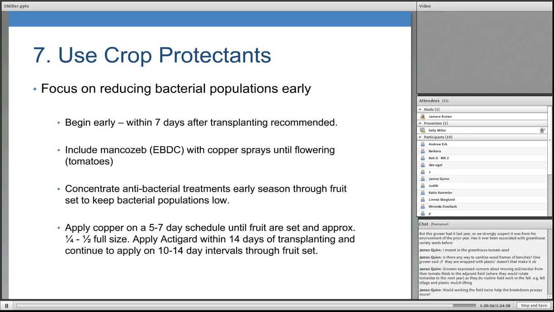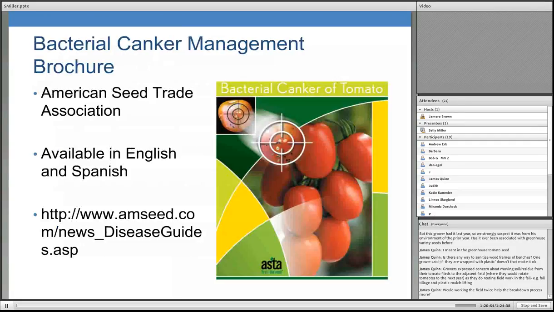We keep those antibacterial treatments early in the season to try to keep those populations low, through fruit set at least, and then apply the copper on a 5 to 7 day schedule. We also have some success, particularly with bacterial spotting, using Actigard. Actigard is a plant activator. It helps the plant to be more resistant, and that can be very helpful as well. So that's all I have to talk about specifically.